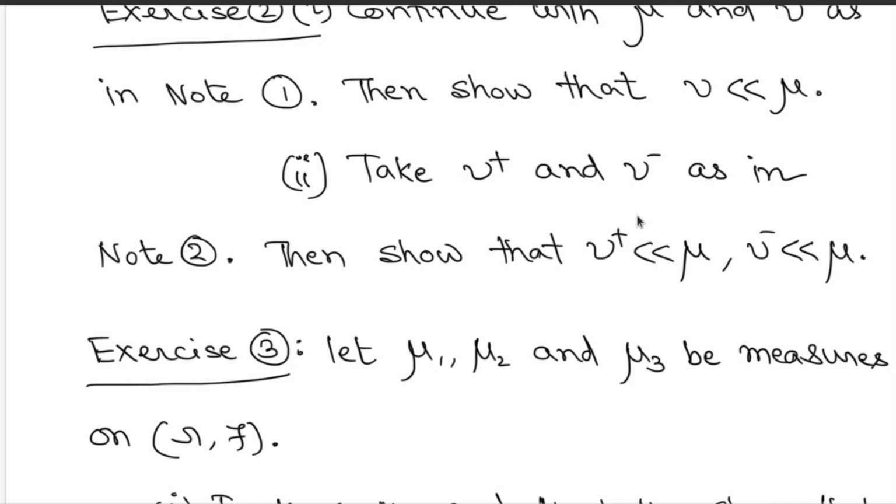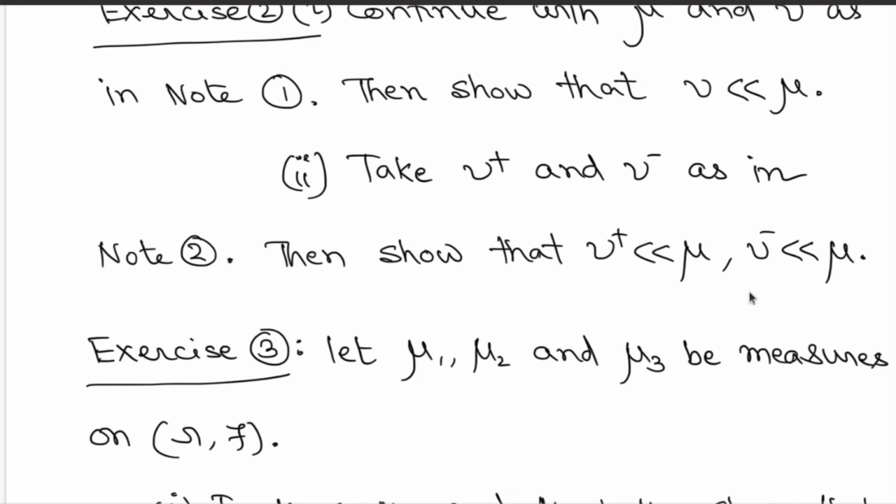And these also turned out to be finite measures, provided the original function f was mu integrable. Now in this case again you can try to show that both these measures nu plus and nu minus are absolutely continuous with respect to the original measure mu. Okay, so these are very explicit examples of absolute continuity of measures.